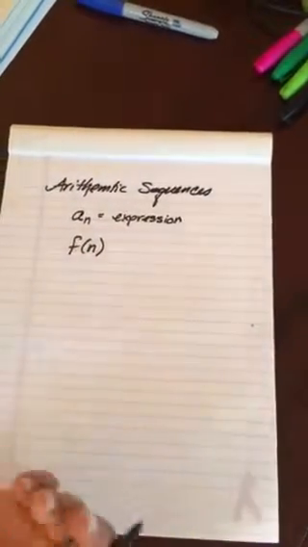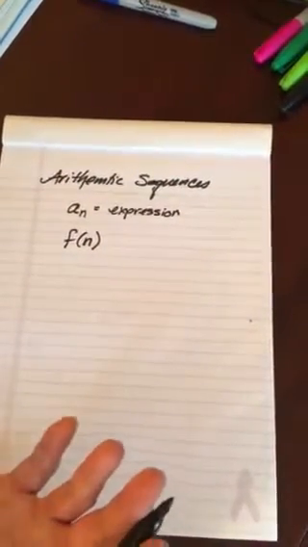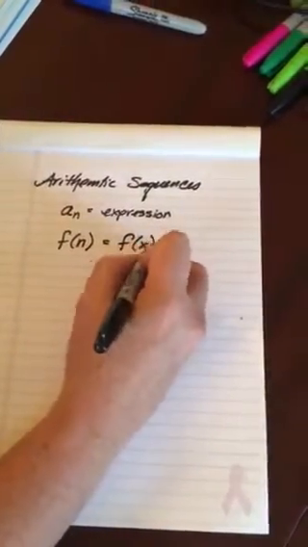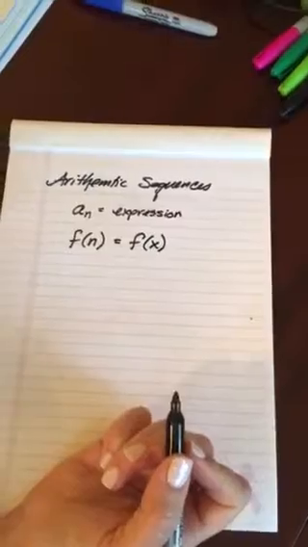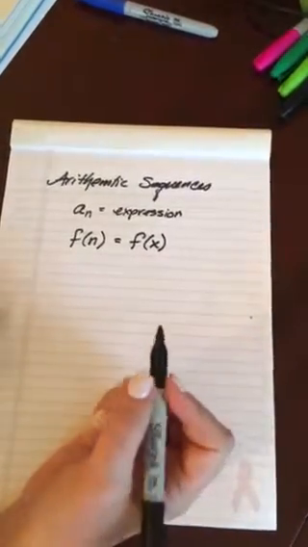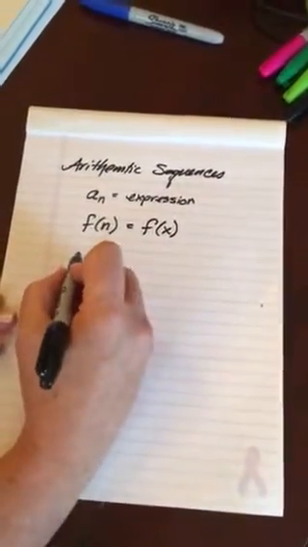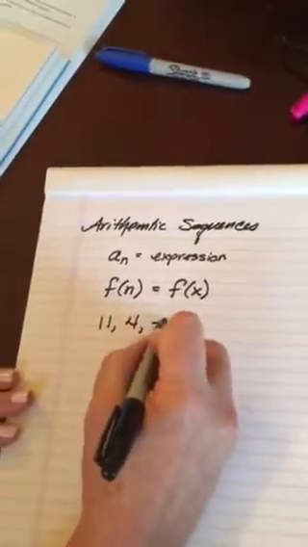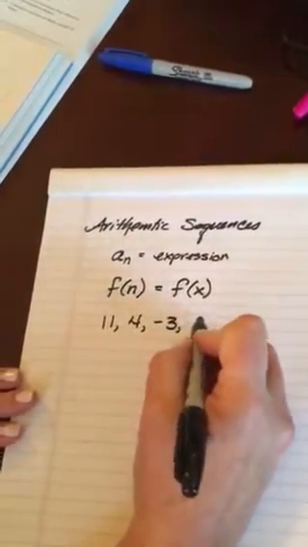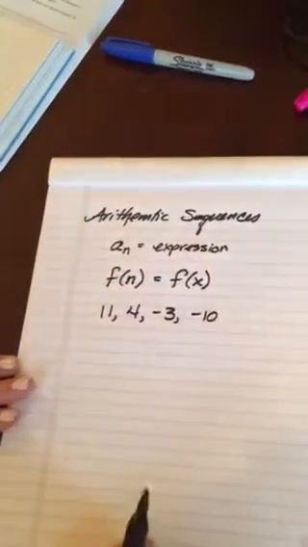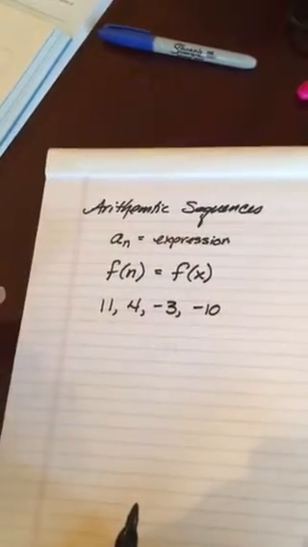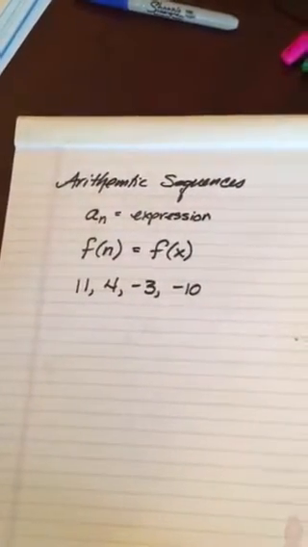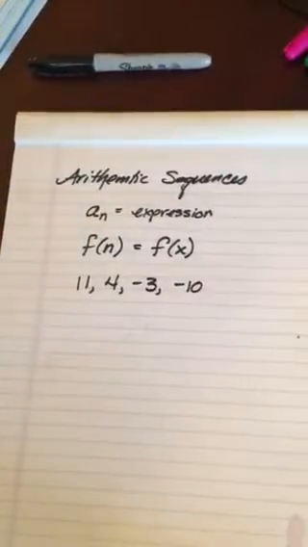All right, how in the world do we do this? How does this work? Because you could also write that, obviously, where X is involved, and that should look a little familiar. So let's think about this. What if we have the sequence this time of 11, 4, -3, -10? The question becomes, is this arithmetic? If it is arithmetic, there will be what we call a common difference.